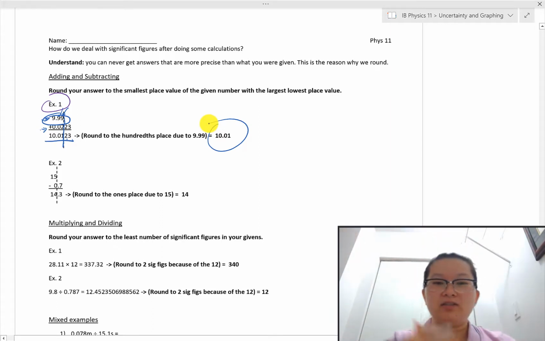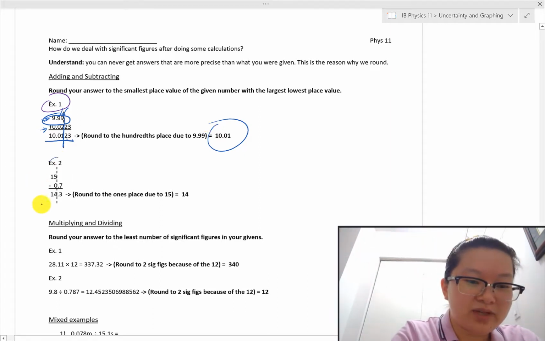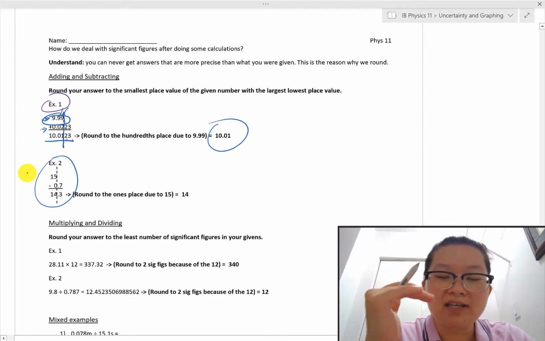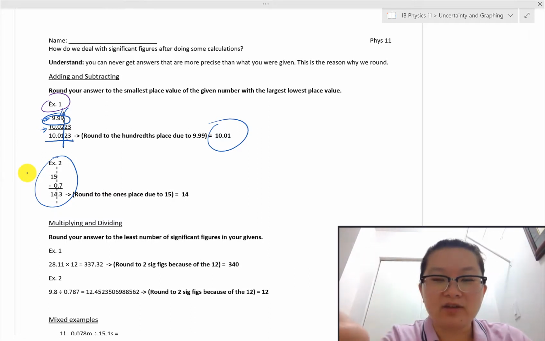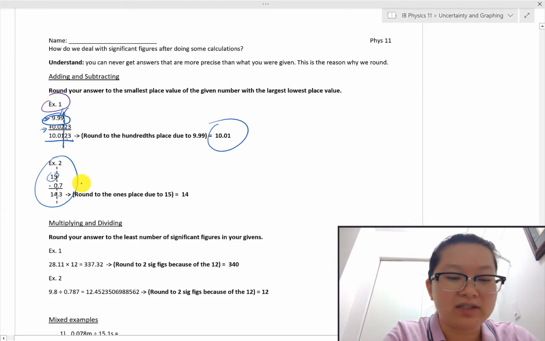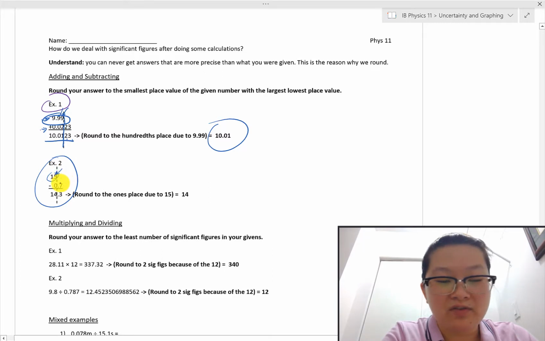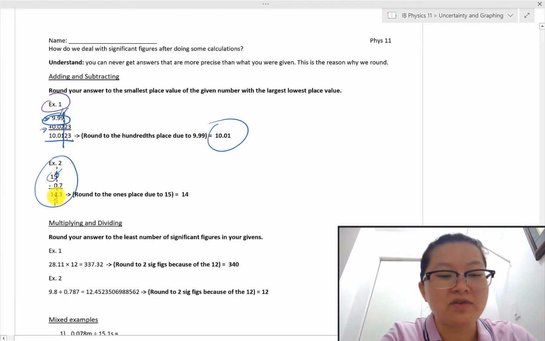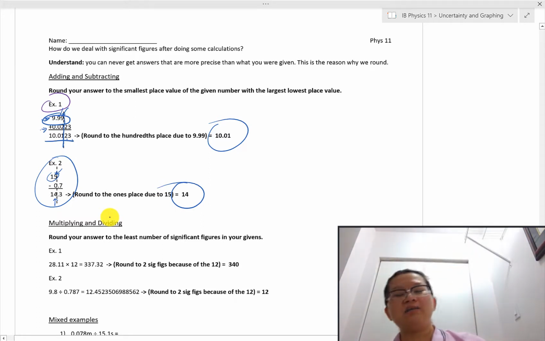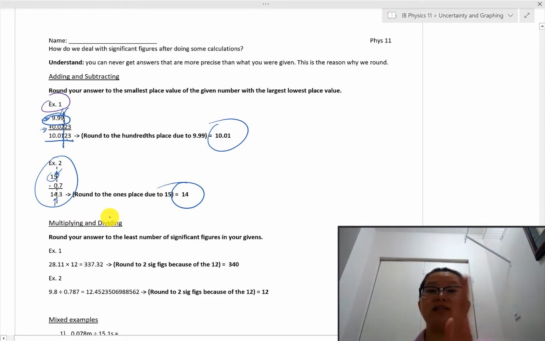Okay. Let's do a subtraction example. So here we have example 2. Again, choose the number with the least number of place values after the decimal if there is. And that one is just the 15, okay, not the 0.7. So my final answer, I'm going to round to that place value in the 15, which is the 1's place. So that means that 4 is going to stay as 4 because 3 does not round the 4 up. That number stays as 14. So for adding and subtracting, we care about the place value.